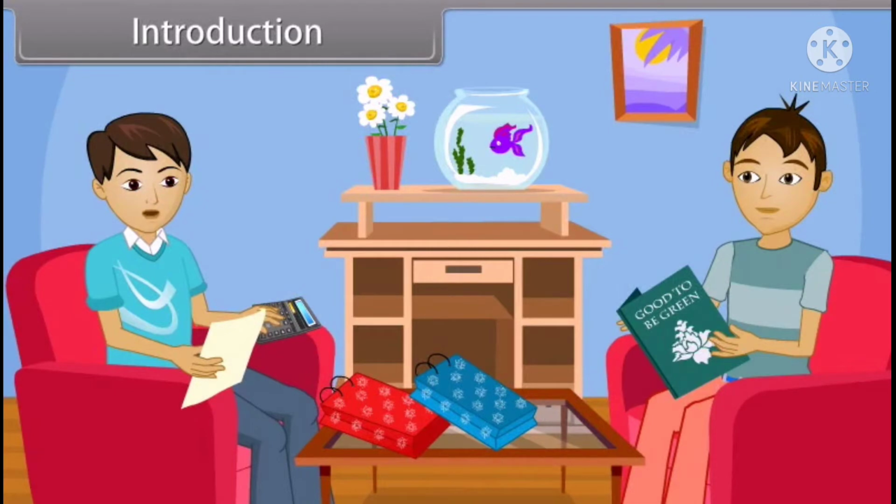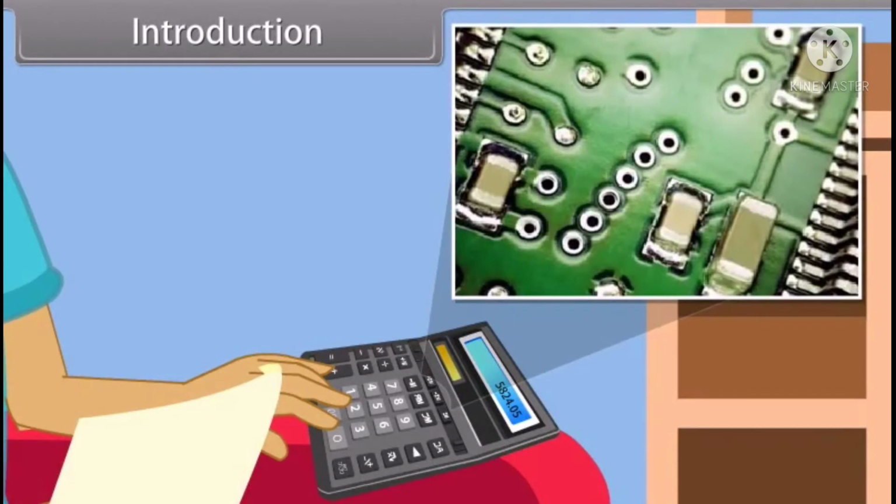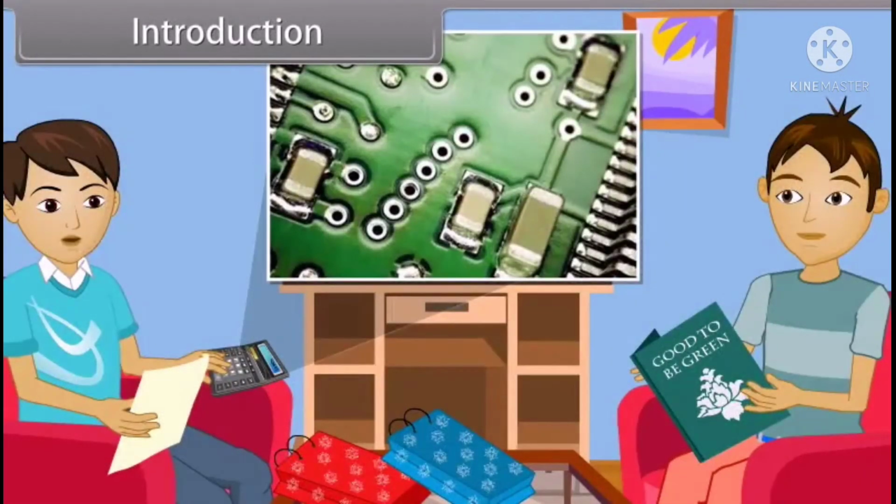Okay, Raj, I will tell you. Calculator works on the combination of diodes. Diode is a semiconductor device and it can be used for on and off purpose. When the diodes are arranged in a particular manner, then they give specific logical results.